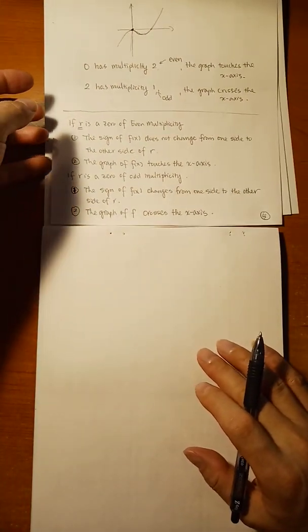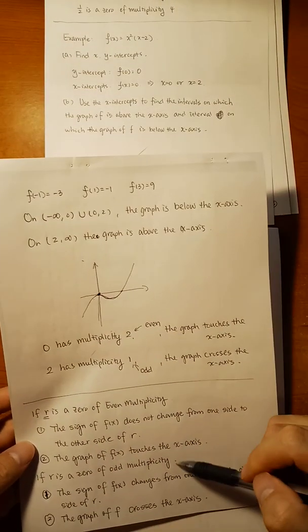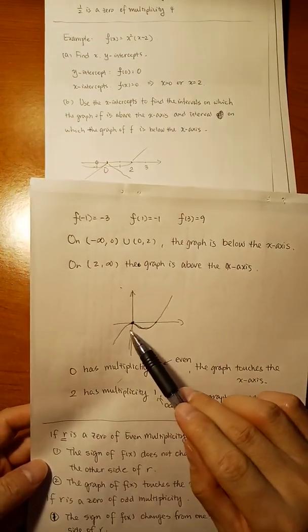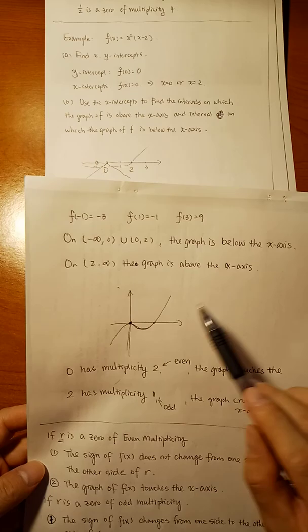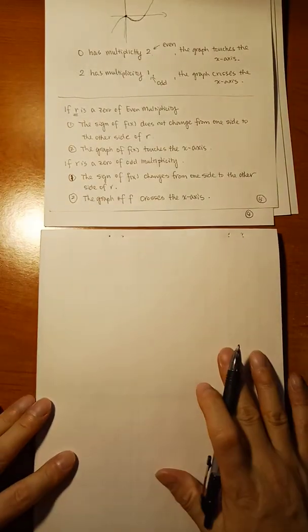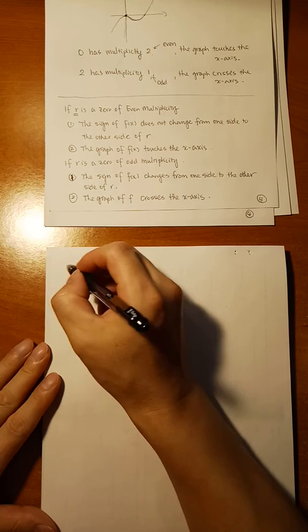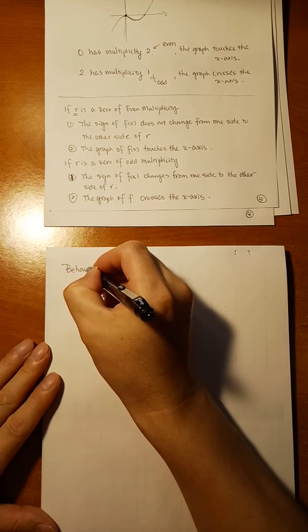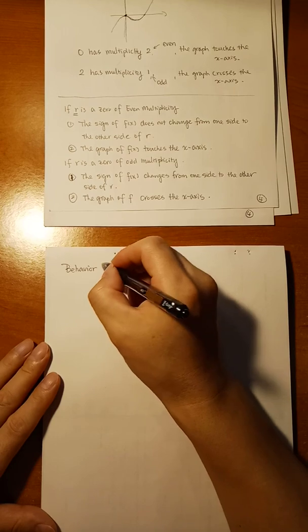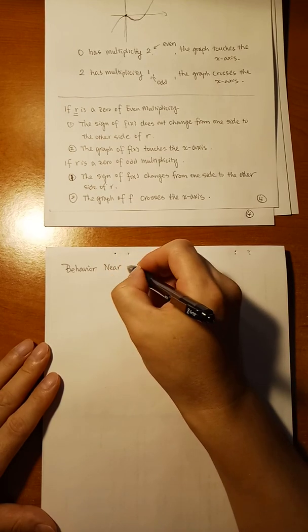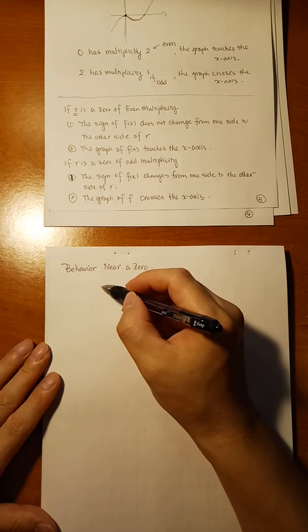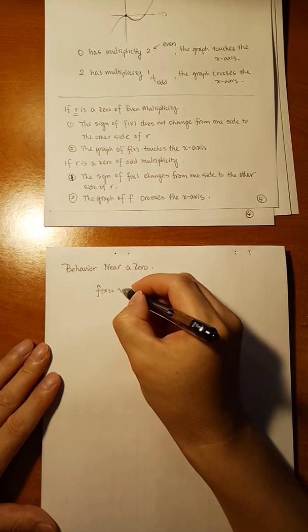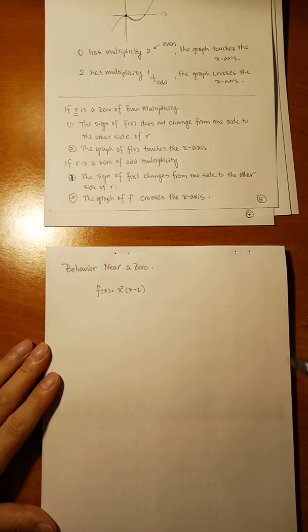After we got this property, why is the shape of the graph like this? So we have another conclusion: the behavior near a 0. The behavior near a 0. We still use this example.